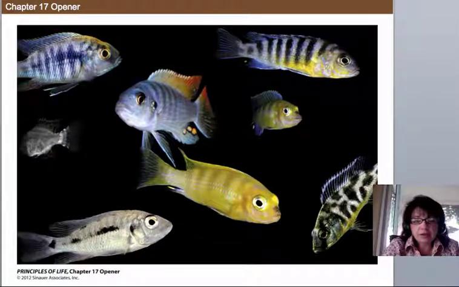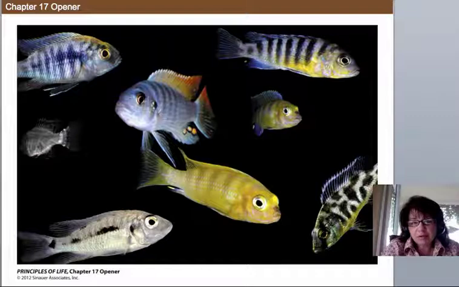Chapter 17 is the last in our unit of evolution. Now we'll talk about speciation, and that's the bottom line. If things are going to evolve, they're going to become new species. So we'll sort of define the changes that have to happen to become a new species.